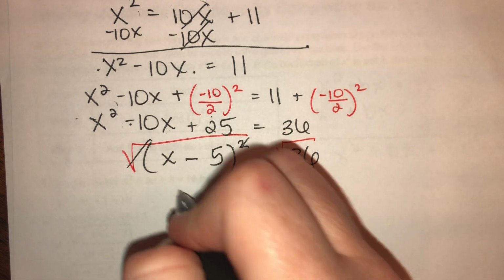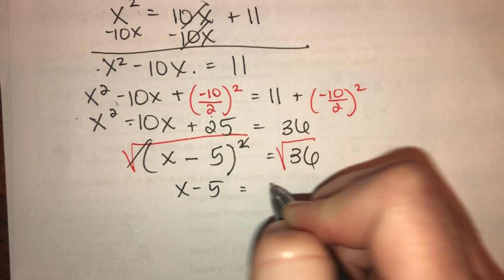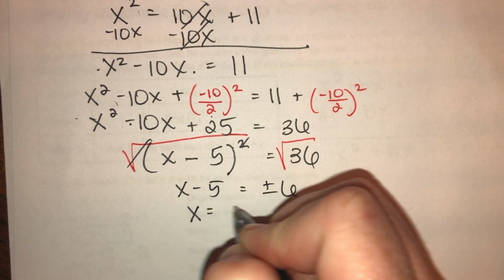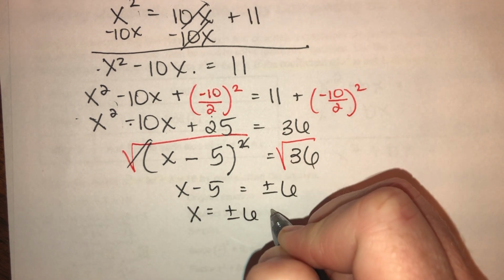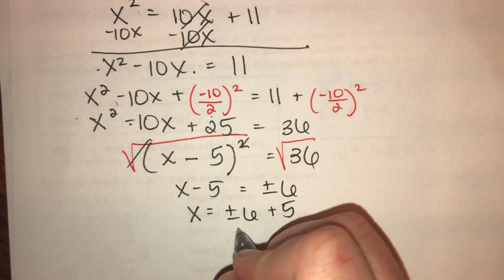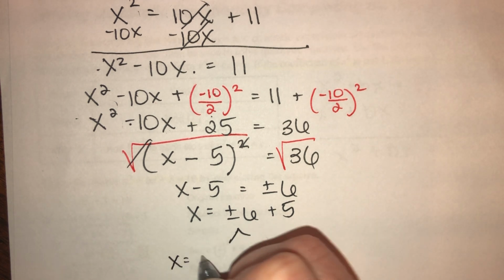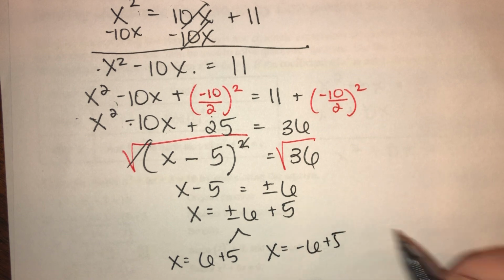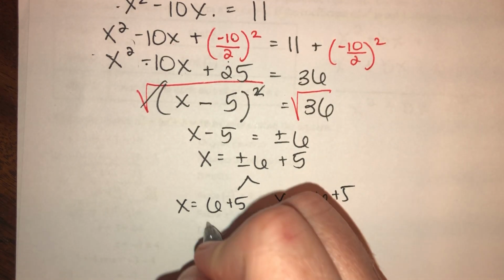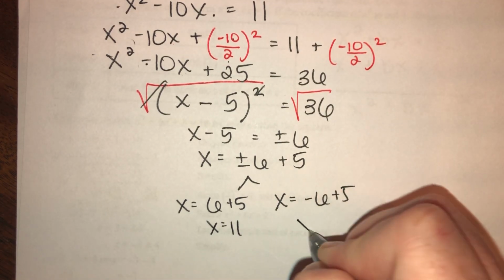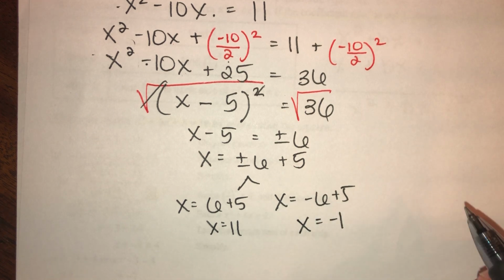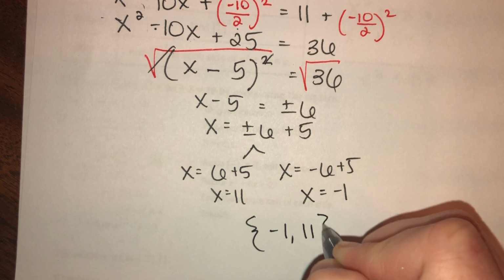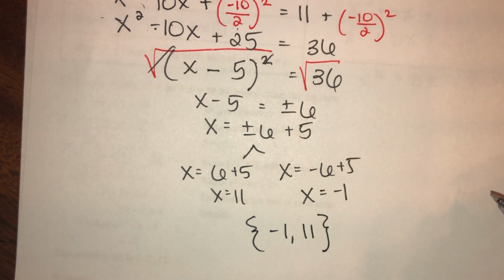this cancels. X minus 5 equals positive or negative 6. X equals positive or negative 6 plus 5. And I separate. X equals 6 plus 5, or X equals negative 6 plus 5. And last but not least, X equals 11, or X equals negative 1. So my solution set is going to be negative 1 comma 11. It's always the smallest number and then the biggest.